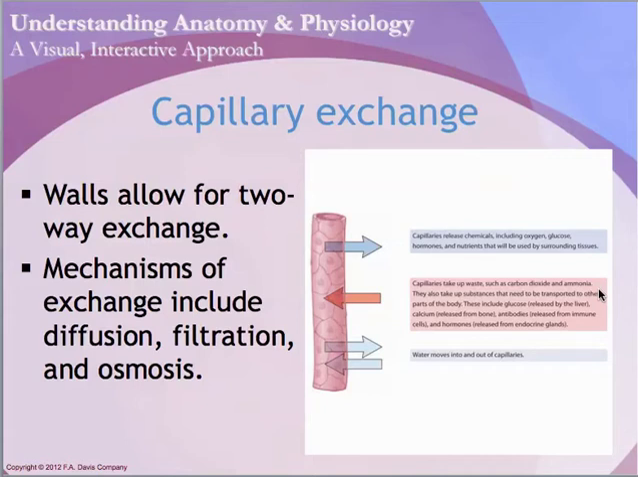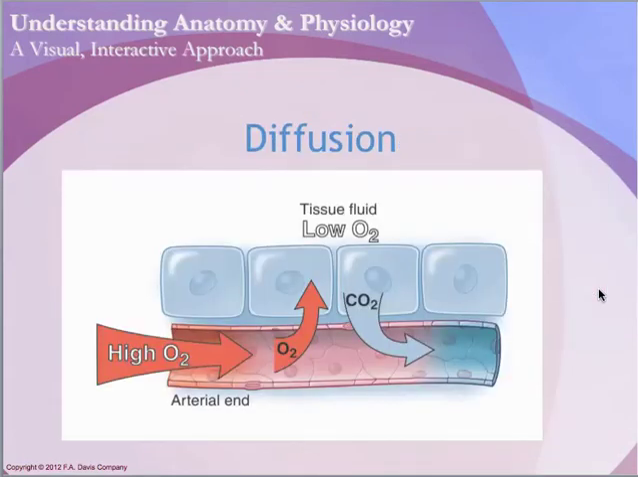So there are three mechanisms that make this capillary exchange happen: diffusion, filtration, and osmosis, which are not new terms to us. We did learn about those back at the beginning of A&P, but we will do a little refresher here. So diffusion is the most important mechanism of capillary exchange. Substances move from an area of greater to lesser concentration. So this is based on a concentration gradient, okay?